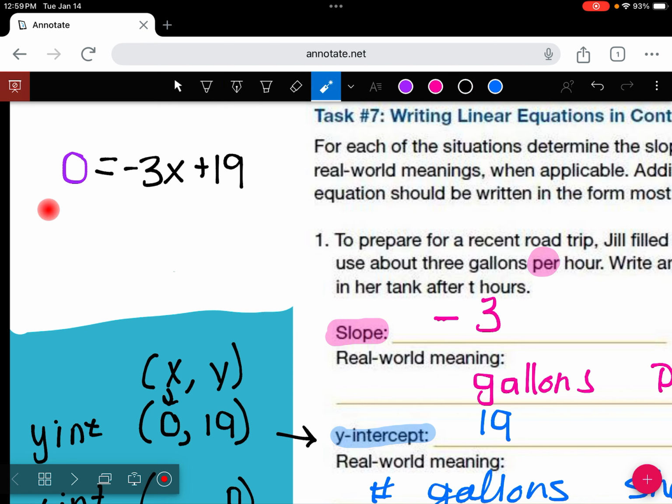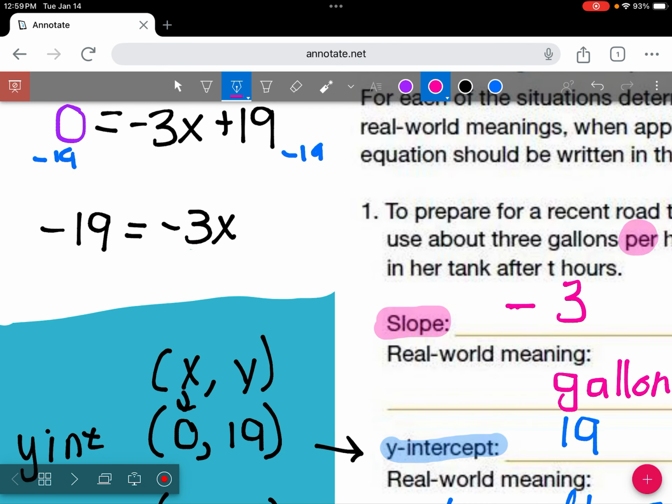What would we do to try and solve this and figure out what x is going to be? Subtract 19 on both sides. So I'm going to minus 19, minus 19. That's going to give us negative 19 equals negative 3x. Super close. I'm going to say we're going to divide by that negative 3, because I want to get that x by itself.